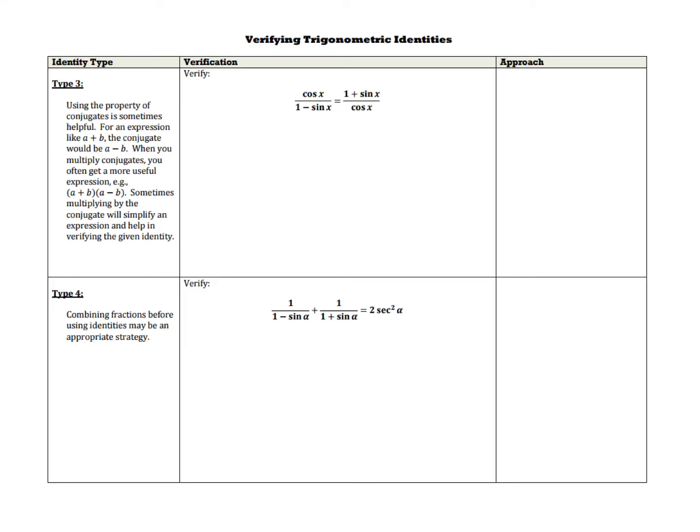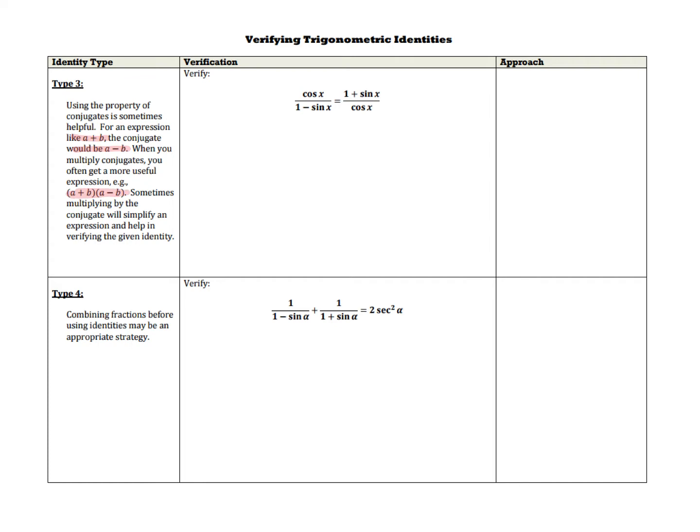In this video, we are going to talk about two more strategies for verifying trig identities. So the third strategy is using properties of the conjugate, which is sometimes helpful. If we have an expression a plus b, we could use the conjugate a minus b to help us simplify, because we know when we multiply a plus b times a minus b, it helps simplify that middle term.